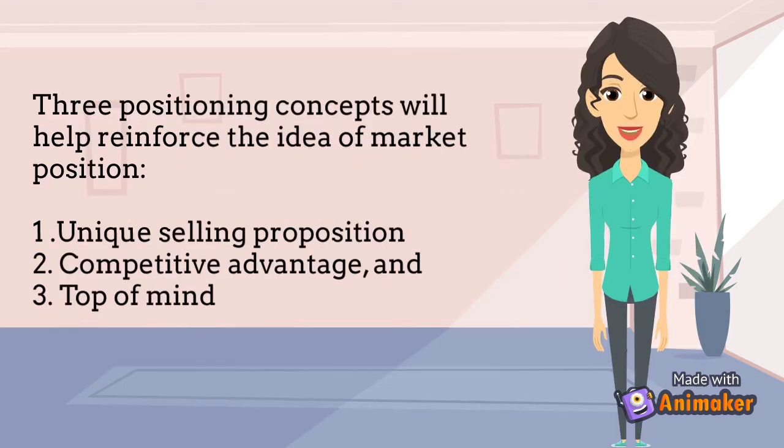Unique selling proposition is the essence of what makes your product or service better than the competitors'. Competitive advantage distinguishes a company from its competitors. It contributes to higher prices, more customers, and brand loyalty. Top of mind is the first brand name that comes to someone's mind when asked about a specific industry.